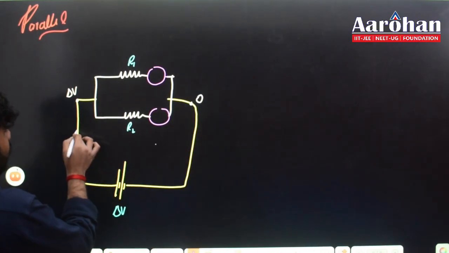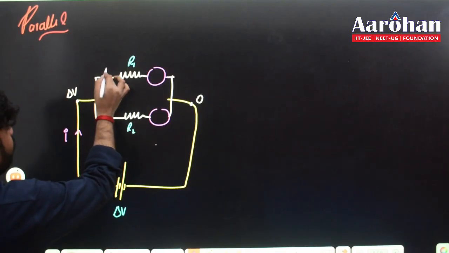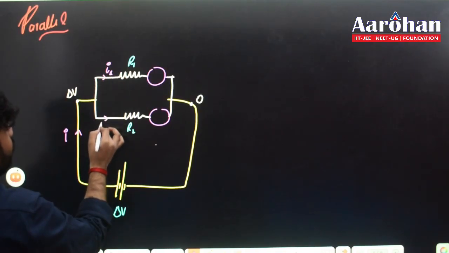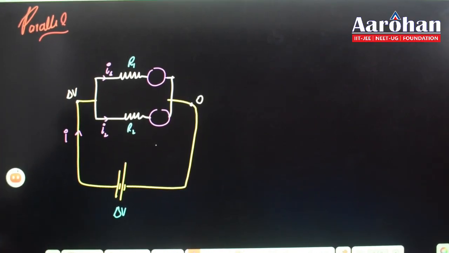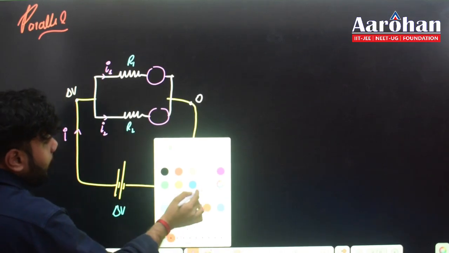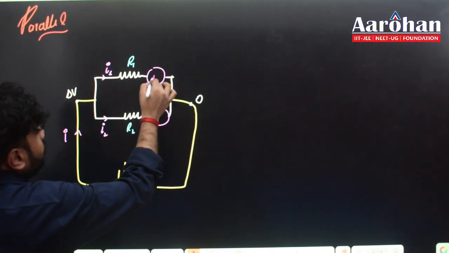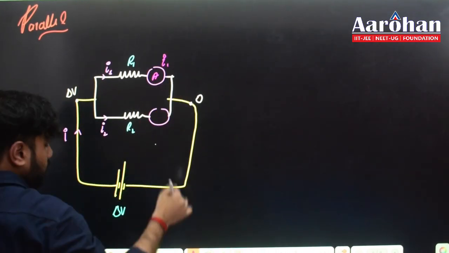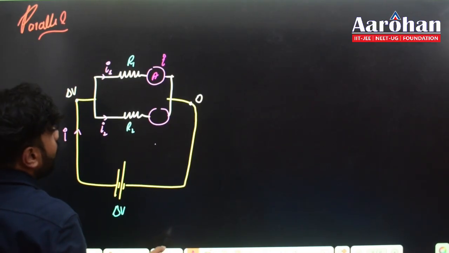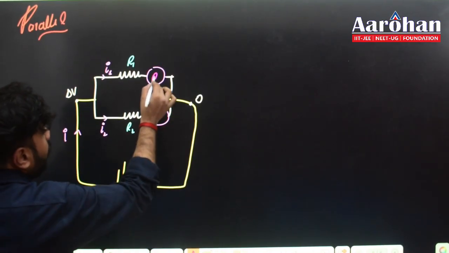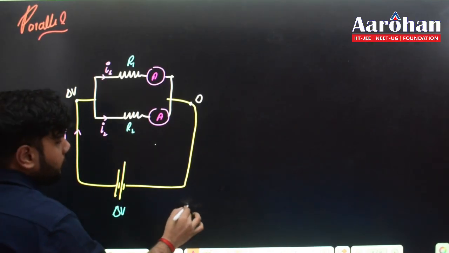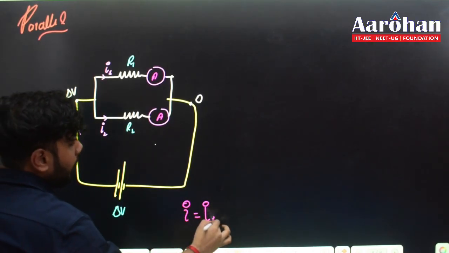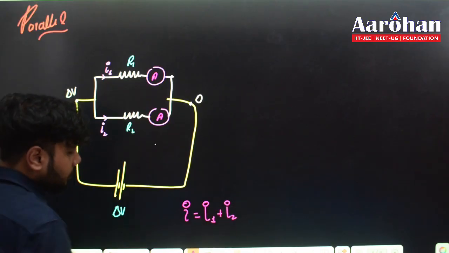But in that case, the current will be different. One will have I1, one will have I2. Which one will be more, which one will be less, depends on their value. The lesser resistor will have higher current. Got it? So one ammeter can show you the I1 reading, right? Another ammeter will show you a different reading, right? But the total current is the same. Right, so I will be equal to I1 plus I2.